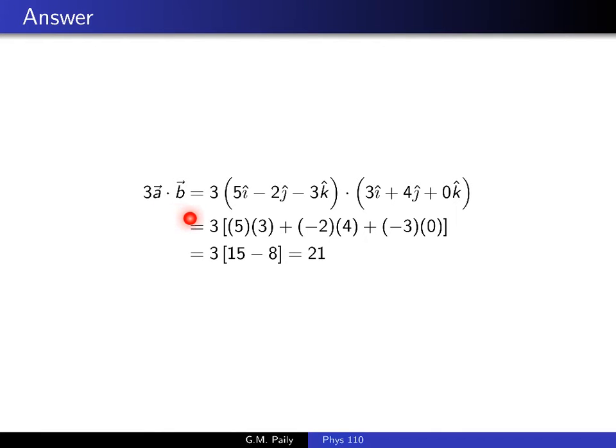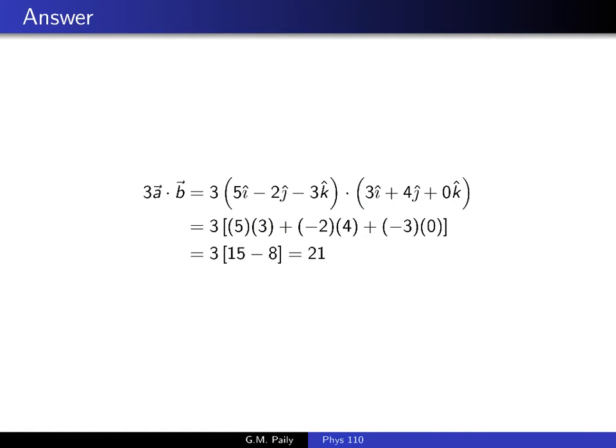When doing the product 3a dot b, you can either do a dot b and then multiply by 3, or you can calculate 3a and then take the dot product with b. Either way will give us the same answer. I choose to leave the 3 outside and multiply it at the end.